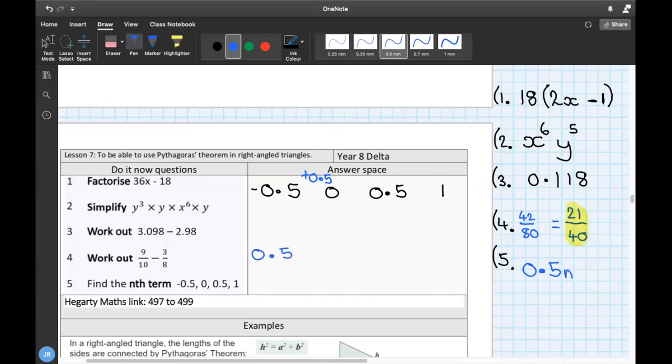Got 0.5. Then we've got 1, 1.5, and then we've got 2. How are we getting from the terms in our 0.5 times table to the actual terms in our sequence?